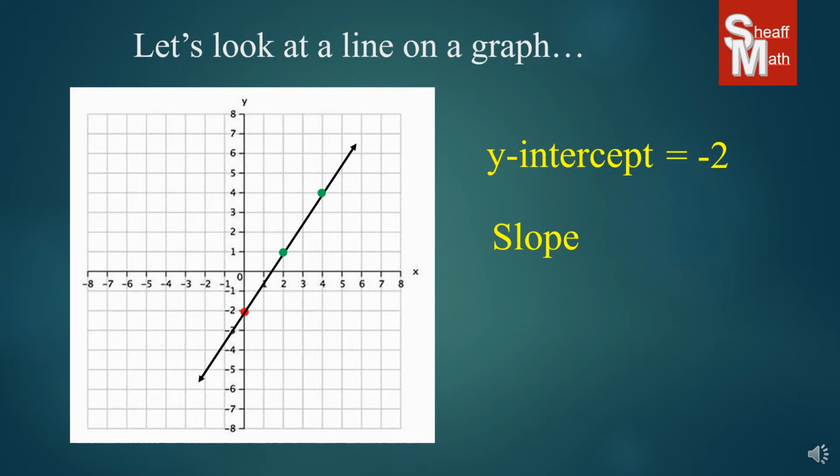We're going to look at the rise, which goes up 3 and over 2. And so the slope for this one is 3 over 2. It goes up 3 over 2. We call this the rise over the run. The rise is how much it goes up or down, and the run is how much it goes over.